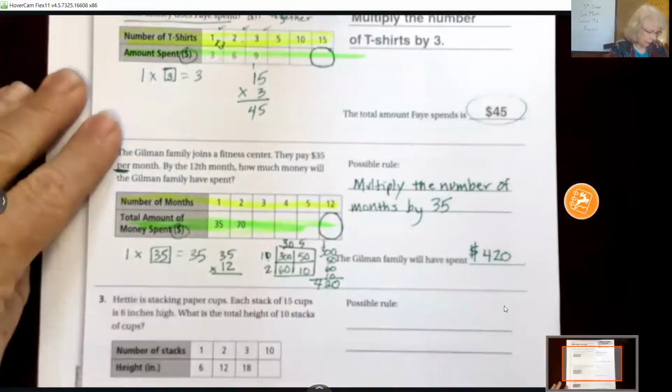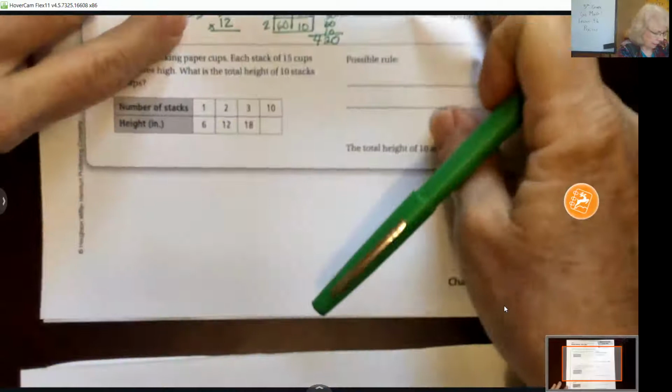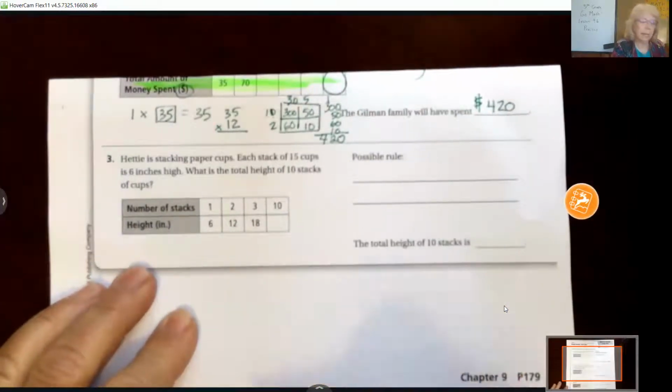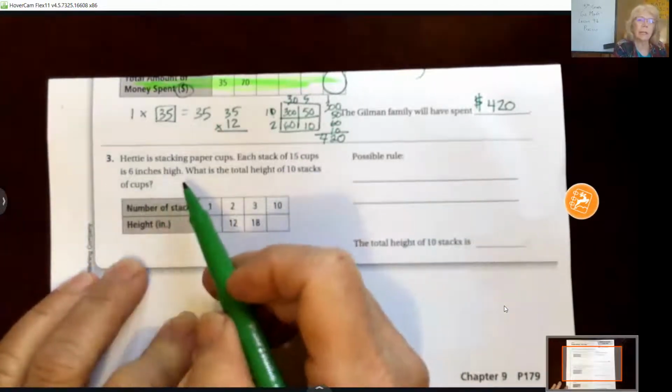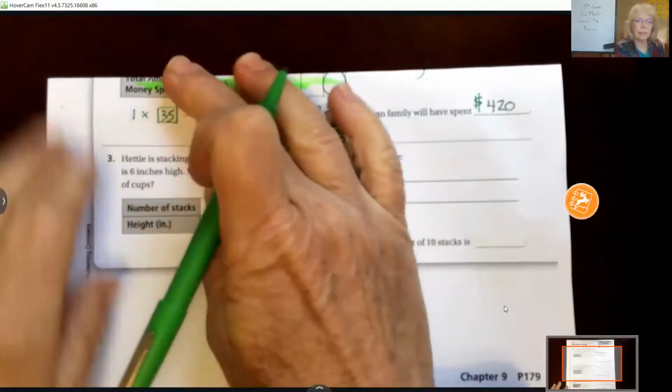Okay, just going to adjust that screen a little bit. Okay, let's go on to the next one. Let's do this one. Okay, Hetty is stacking paper cups. Each stack of 15 cups is 6 inches high. What is the total height of 10 stacks?